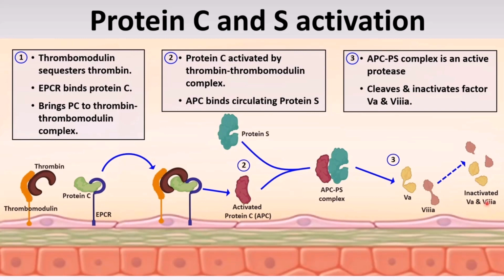So what this means is that in blood vessels with intact endothelial cells, right, your activated protein C and protein S would then be able to remove all the clotting factors that are floating around. And this will ensure that clotting does not happen in areas with intact endothelial cells, and thrombosis would not happen. Okay?